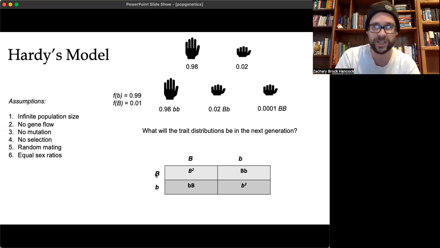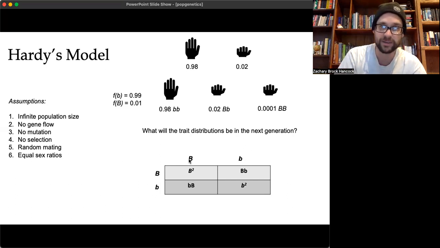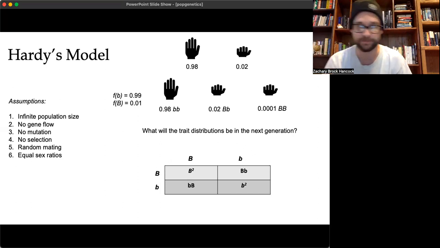We take all the possible combinations of alleles, because remember, if there's random mating and we get exactly the same proportion of genotypes from the first generation into the second, then all we need to do is make a complete contingency table of all possible pairs, right? So if you've got the big B matches with a big B, then you get B squared. That's the frequency that you should see that happen.